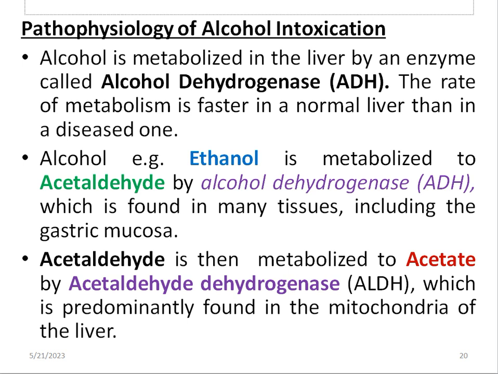Then acetaldehyde is further broken down to acetate. This comes from the action of the acetaldehyde dehydrogenase enzyme, which is predominantly found in the mitochondria of the liver. So alcohol is chiefly metabolized in the liver. Up to this point, we have mentioned two enzymes that break down alcohol: from ethanol to acetaldehyde, then acetaldehyde to acetate.